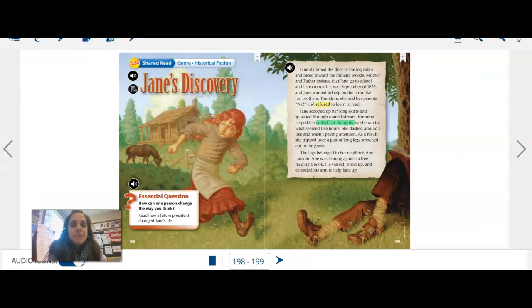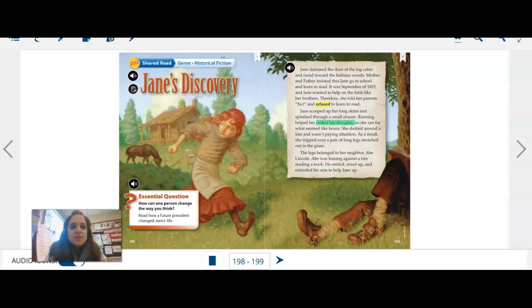Okay, I'm thinking about my purpose. I can identify the characters and setting, and then I'm looking for a cause and effect key detail. Jane's discovery. How can one person change the way you think? Let's read to identify our character, setting, and the cause and effect key detail.